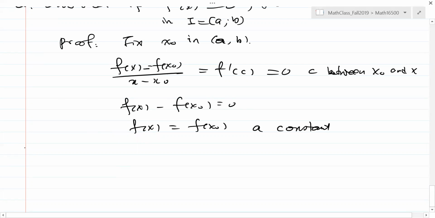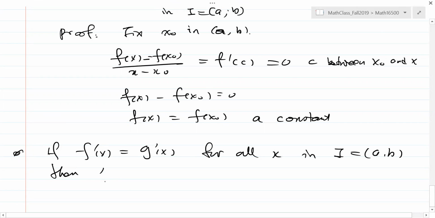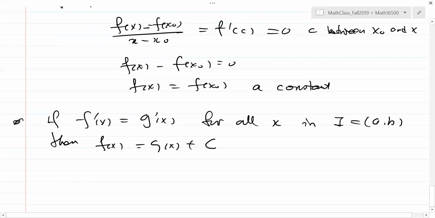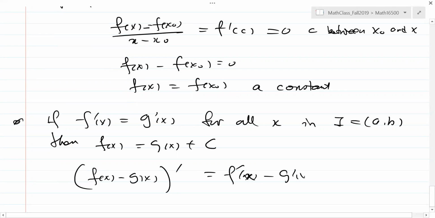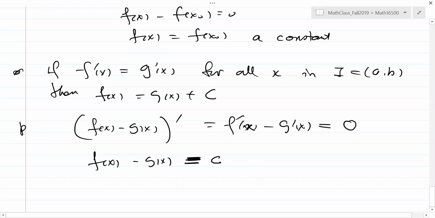As a corollary, if we know these two functions have the same derivative for all x in the interval, then they only differ by a constant. If they have the same derivatives, why must they differ by a constant? The proof is simple. All you have to do is look at the difference. The derivative of that difference is f prime of x minus g prime of x, which is 0. Something with derivative 0 is constant. Proof done.